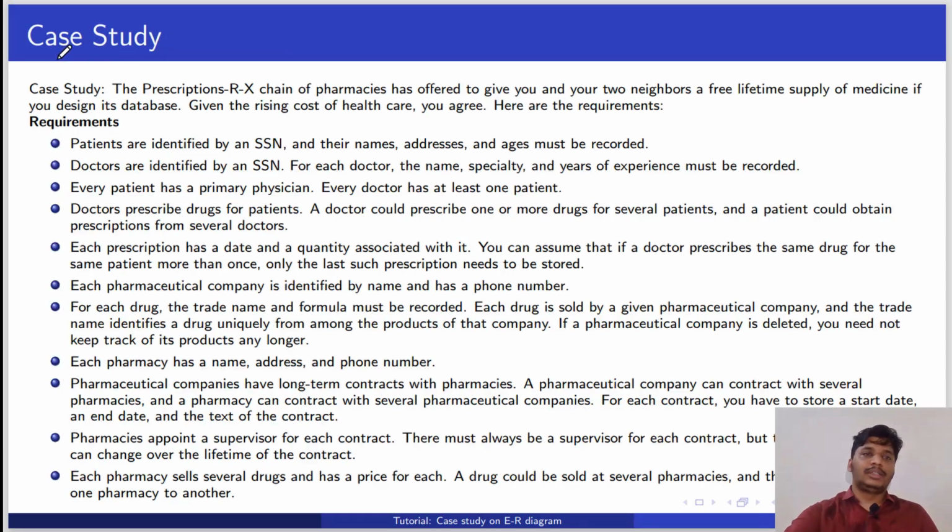So now we will discuss this case study. The prescription RX chain of pharmacies has offered to give you and your two neighbors a free lifetime supply of medicine if you design its database. Given the rising cost of healthcare, you agree, and here are the requirements. Based on this requirement, we have to draw our ER diagram. We will see this one by one.